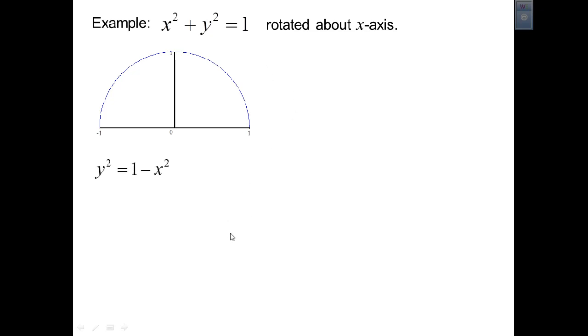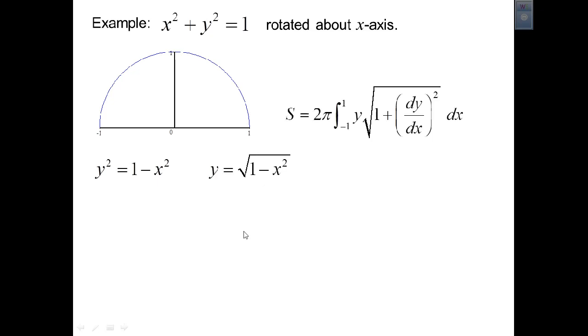Now I'm going to show you the setup for this, but we're not going to work all the way through it. So then here, if we're rotating around the x-axis, we're going to have 2 pi y in terms of x times the square root of 1 plus dy dx squared dx. Plugging everything in, we're going to have 2 pi times the y, the square root of 1 minus x squared, times the square root of 1 minus the derivative of this squared dx.